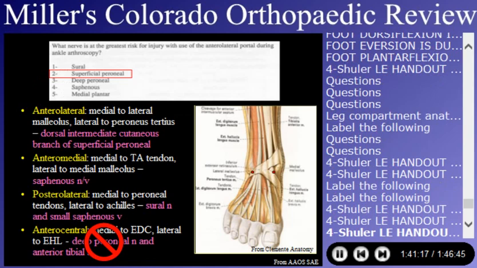I just gave away that one: the interlateral portal during the ankle arthroscopy. More specifically, it's really the dorsal intermediate branch of the superficial peroneal nerve. To go over it, I saw the ankle lecture. Let's go over the different portals real quick.